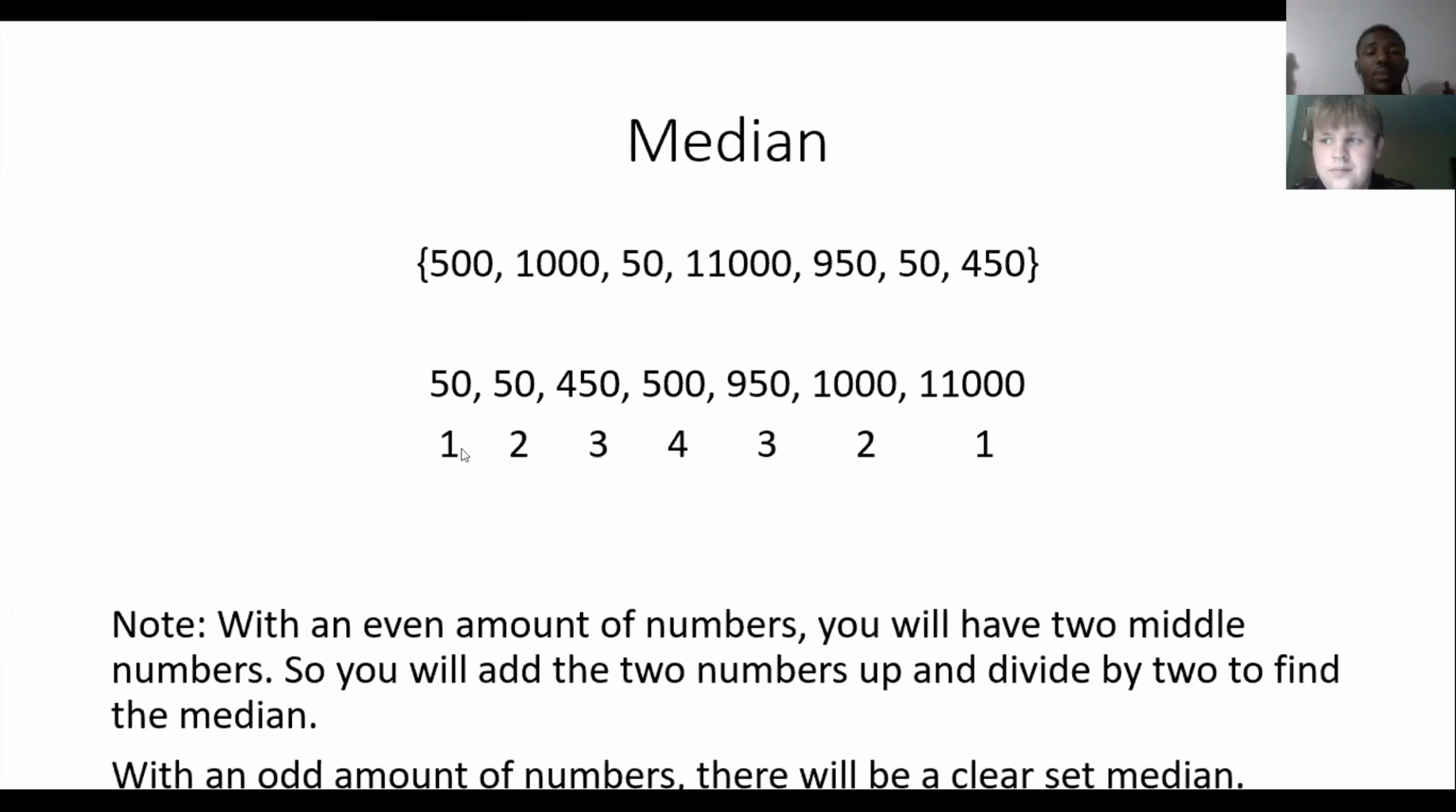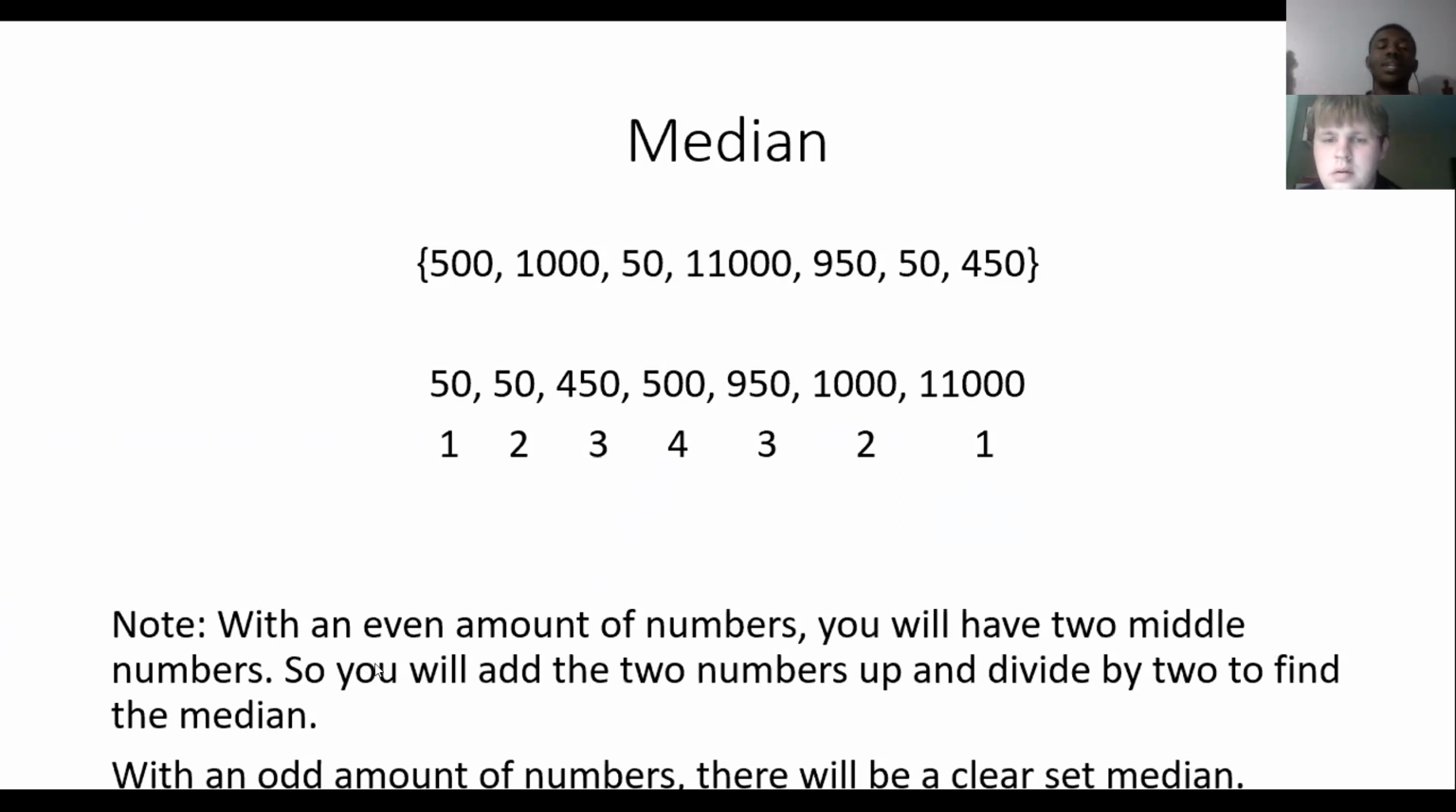I put a 1 right here. And then I came over here to 11,000. I put a 1 right there. And then as you can see, boom, I got right to the middle. We're at 500. 500 is my middle number. It's right in the middle, and it's number 4. So my median of this set of data will be 500.